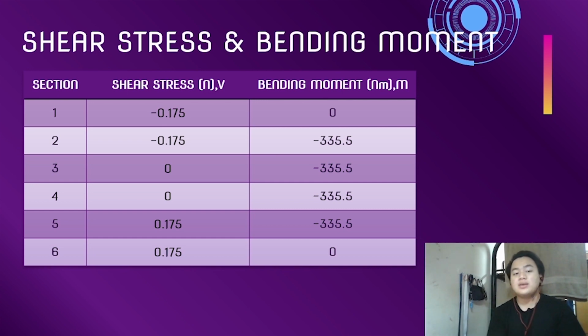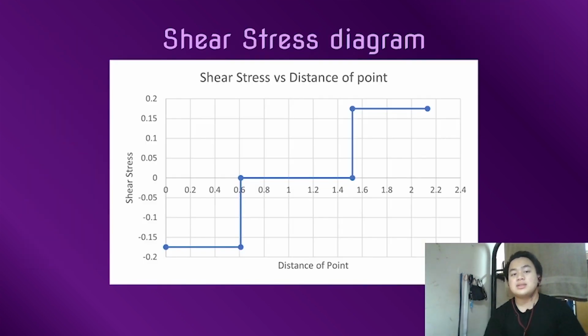From this result, we could plot the graph. So, now start with the shear stress diagram. It is said that the shear stress diagram from V1 until V2 is negative 0.175, but at V3 and V4 it's 0, and at V5 and V6 it is 0.75.